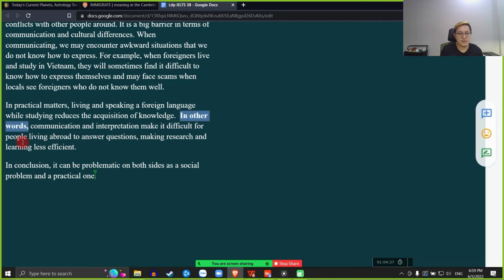This sentence sounds like you are trying to explain your point here in an easier way. So, in other words, okay? Nói chung dùng nhiều từ nối lên. Try to use more linking words, okay? To link ideas together correctly. Okay, good. I think that's it.